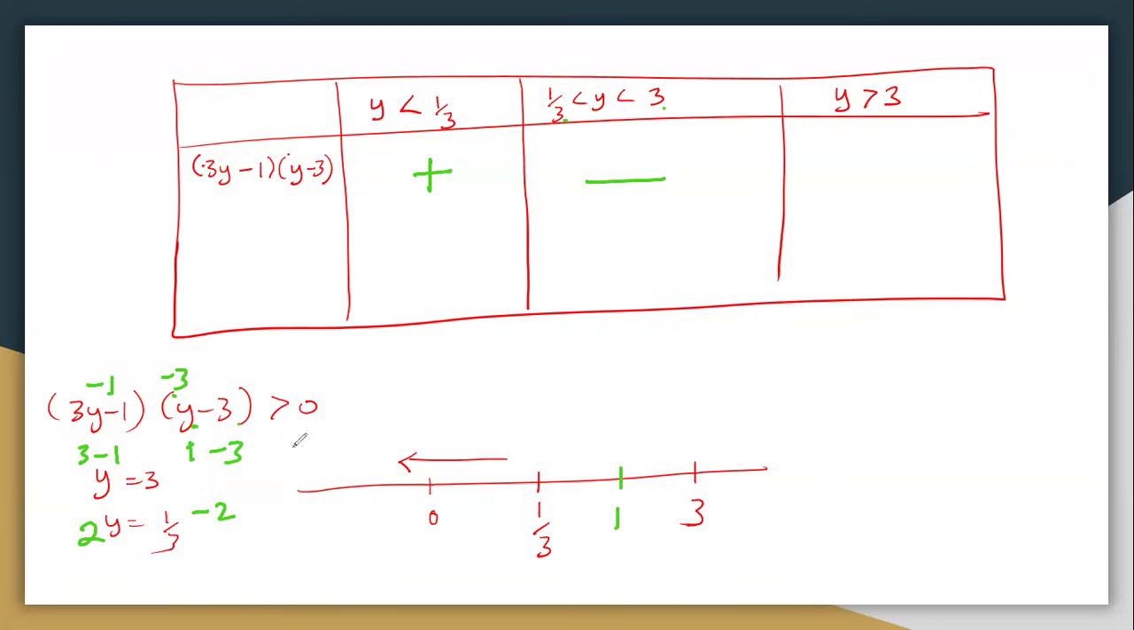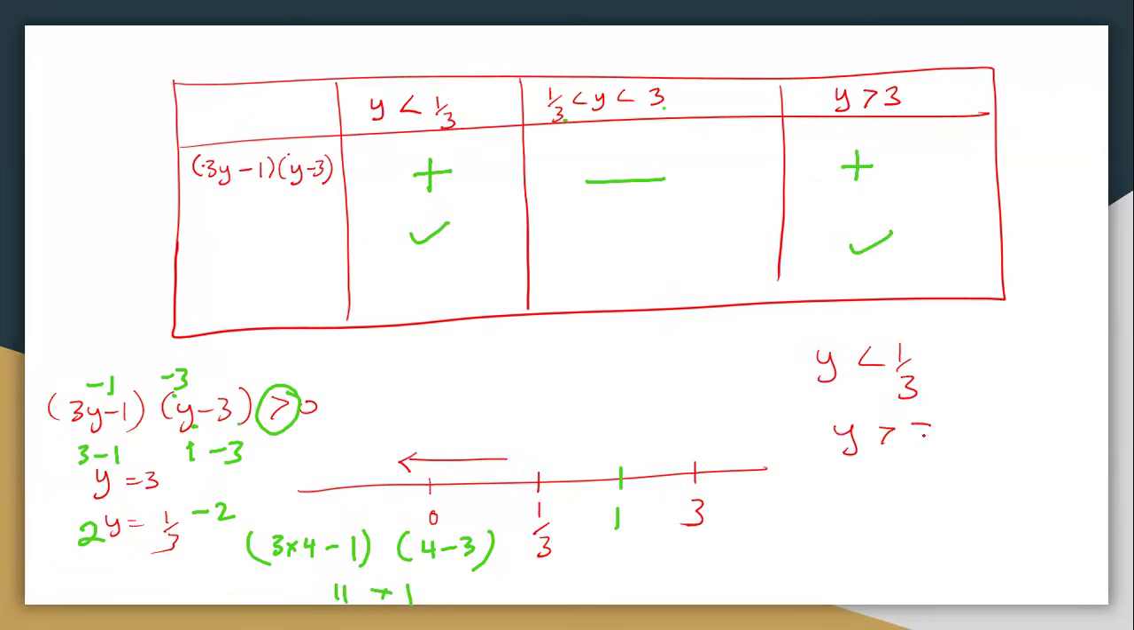For a value above 3, which value will I take? Maybe I take 4. So I will say 3 times 4 minus 1, then 4 minus 3. So 3 times 4 is 12 minus 1 is 11, times the 1, which is a positive. So here I'll get a positive. Now, since we wanted values that are greater than 0, we shall conclude which ones give us positive: this and this. So our range will contain all values that are less than a third and all values that are greater than 3.